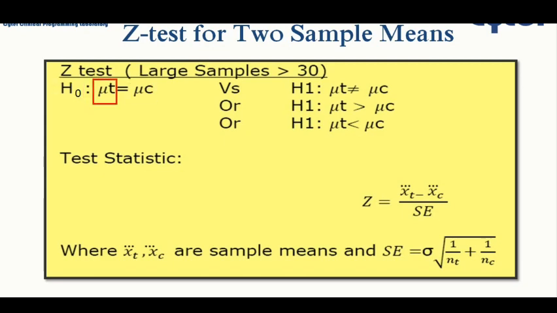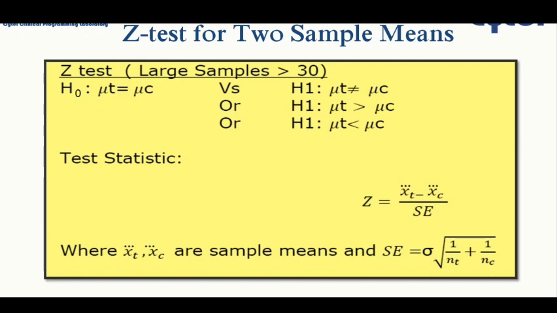That means the average population response of the endpoint for the treatment is the same as that of control. That is what the statement says. Versus the alternative hypothesis, which can be that the average response due to the treatment is not equal to the average response due to the control.